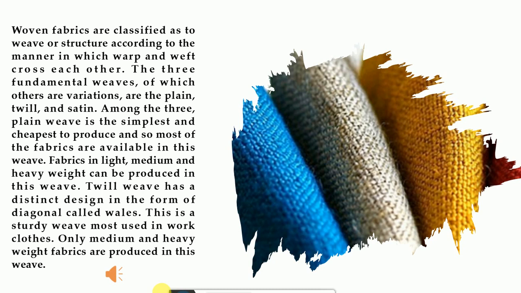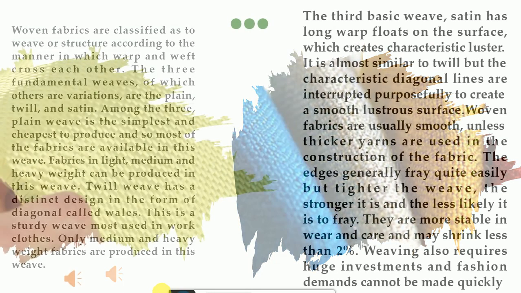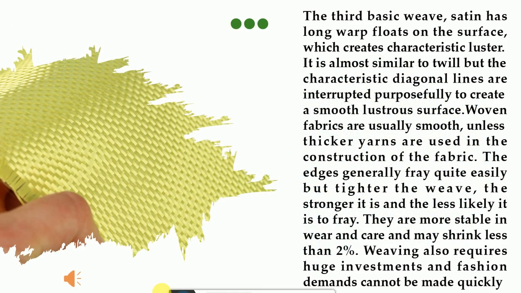Twill weave has a distinct design in the form of diagonal lines called wales. This is a sturdy weave most used in work clothes. Only medium and heavy weight fabrics are produced in this weave. The third basic weave, satin, has long warp floats on the surface, which creates a characteristic luster. It is almost similar to twill, but the characteristic diagonal lines are interrupted purposefully to create a smooth, lustrous surface.